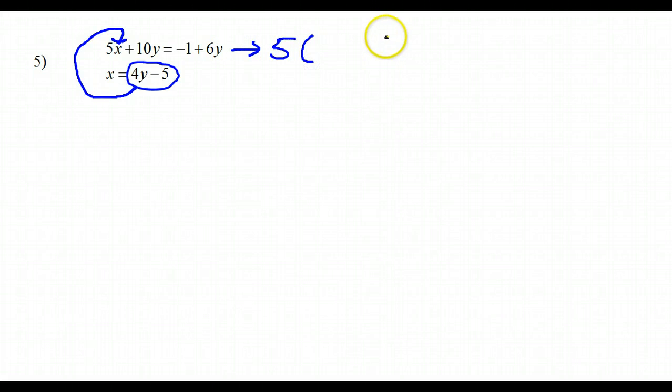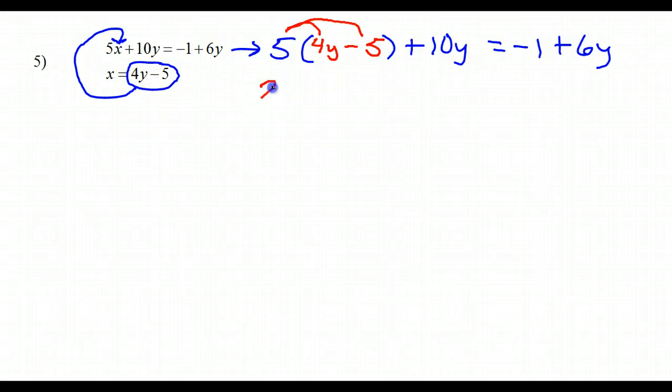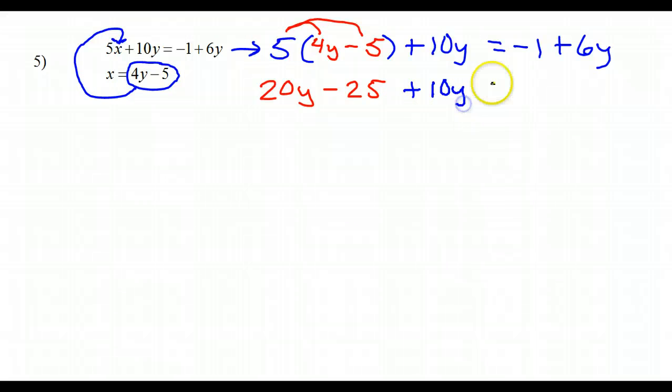All right, so if we do that, then this equation is going to become 5 times parentheses plus 10y is equal to -1 plus 6y. So far I just recopied this equation, but where the x was, I put a parentheses because that's where I'm about to substitute. So once again, inside I'm going to put this stuff: 4y minus 5. So a little substitution goes a long way. So this is going to make 20y minus 25. Okay, picking up from there, it'll be 10y is equal to -1 plus 6y.